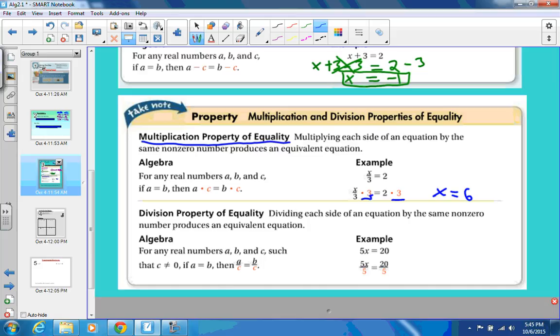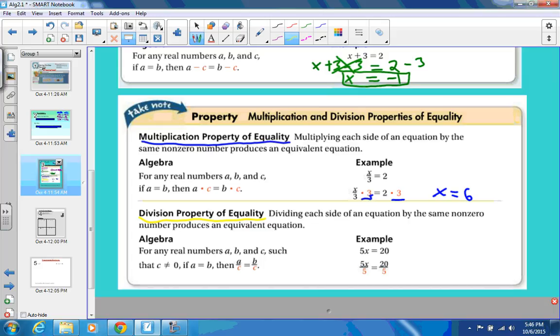Last one, the division property of equality. The division property of equality states that dividing each side of the equation by the same non-zero number, and this time you can't divide anything by 0, so we're going to stay away from that, would produce an equivalent equation as well.